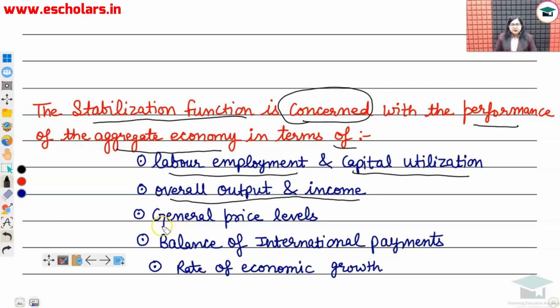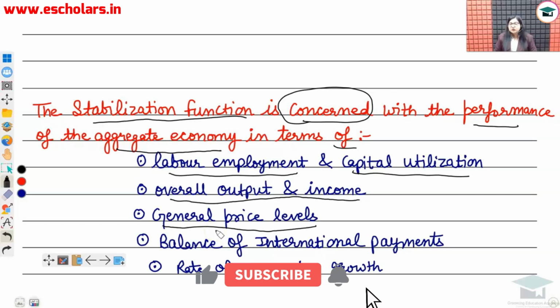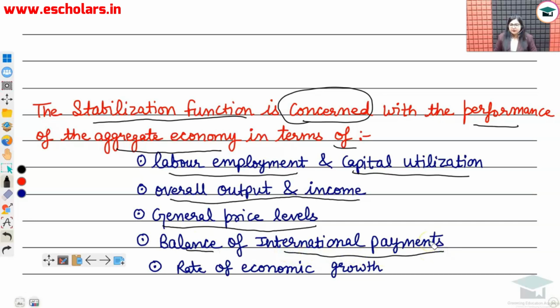Next, it is concerned with general price levels also. The stabilization function focuses on having a price level which is not promoting inflation nor deflation. Next, the stabilization function focuses on bringing balance in the international payments of the country. Okay, so it basically focuses on balancing the BOP account of the country. Next, the stabilization function focuses on generating a high rate of economic growth.